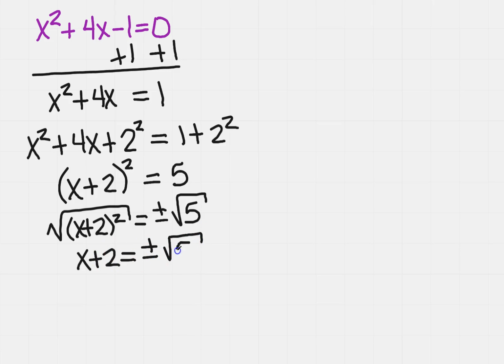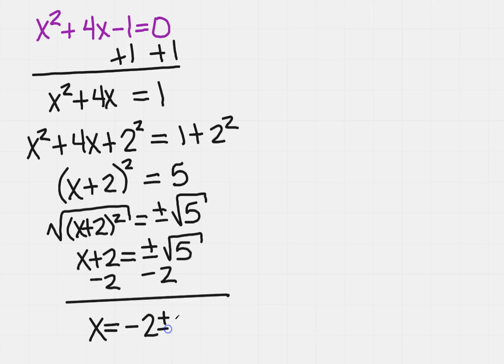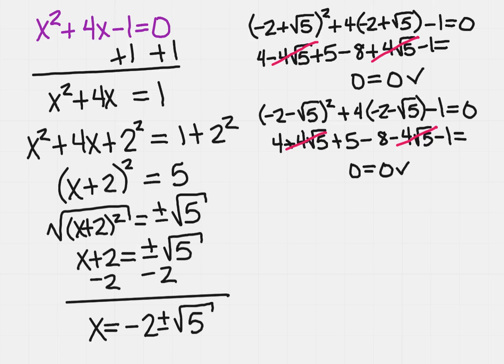Now I want to get x all by itself, so I'm going to have to subtract 2 from both sides. So I'm going to get that x equals negative 2 plus or minus the square root of 5. So what I want you to do is, like we've done every time before, check your answers, come back and see if you got what I got. So now that you have come back and substituted in, you do find out that each one of these makes a true statement, so both solutions are really solutions.